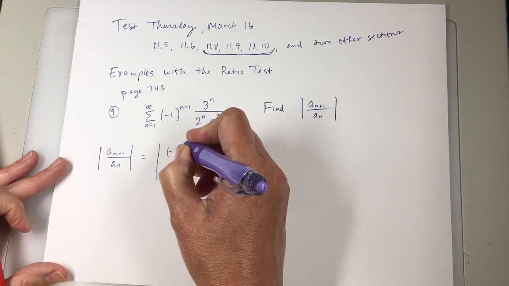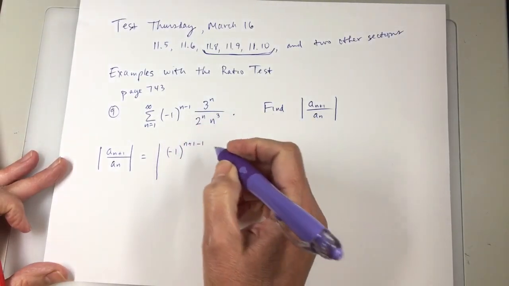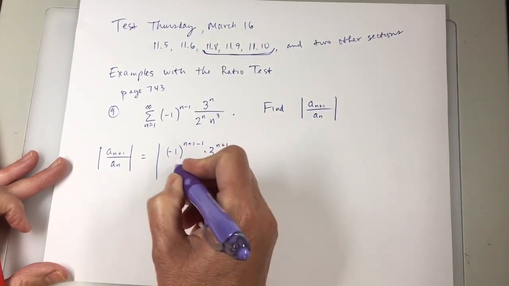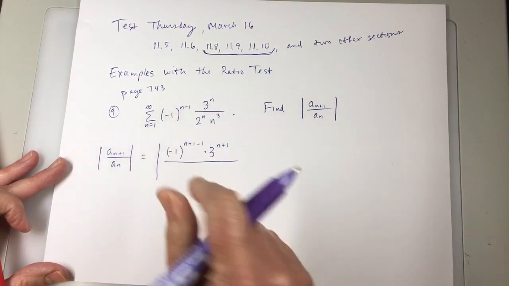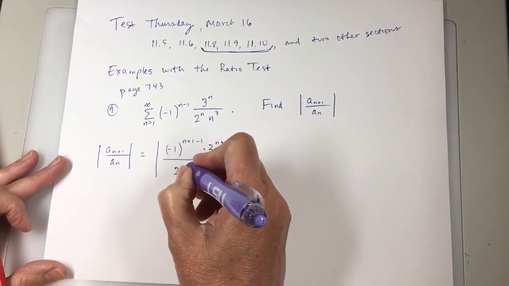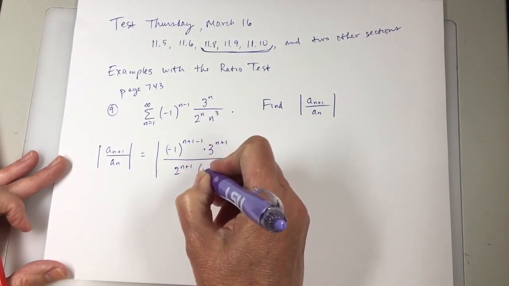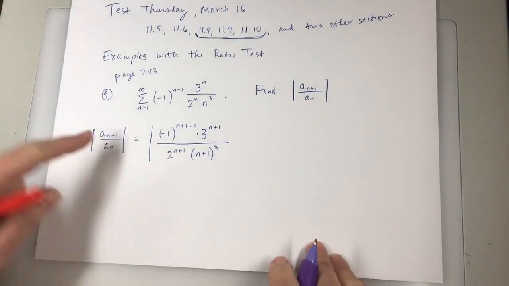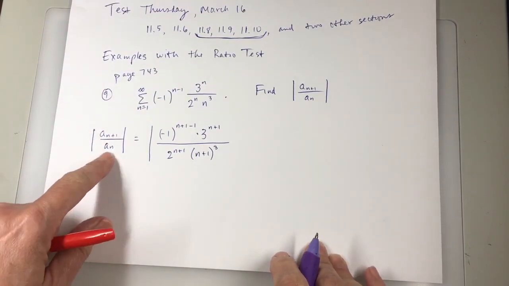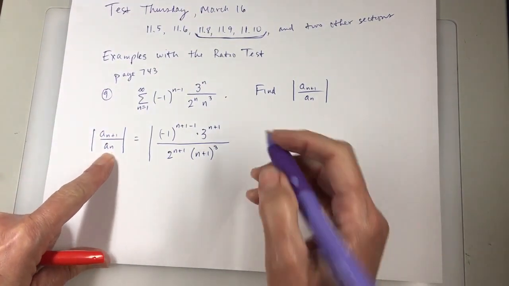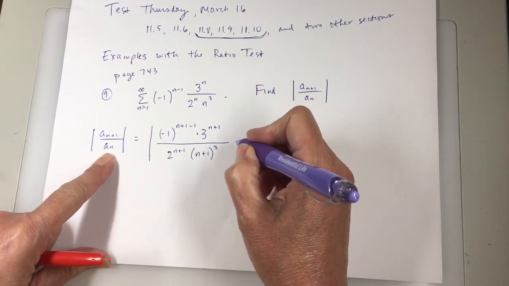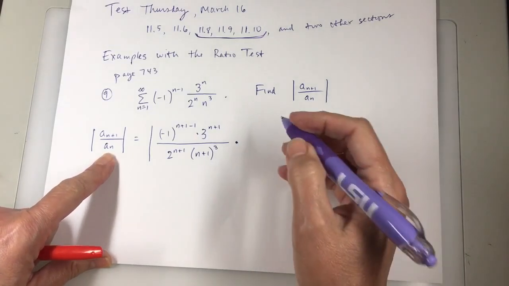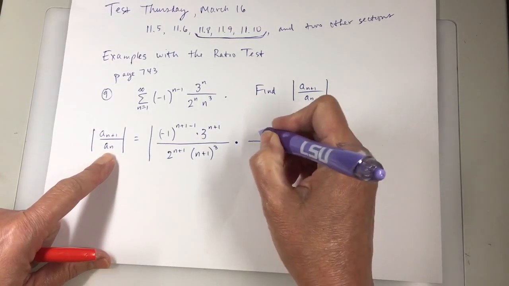But I'm going to write negative 1 to the n plus 1 minus 1 times 3 to the n plus 1. I'll just put that negative 1 in the numerator where I can fit it. And that's 2 to the n plus 1 on the bottom times n plus 1 cubed on the bottom. And there's my a sub n plus 1. I am dividing by another fraction. I learned from my calculus students in previous semesters, let's just go ahead and multiply by the reciprocal, because that's what it's going to be in the end anyway.